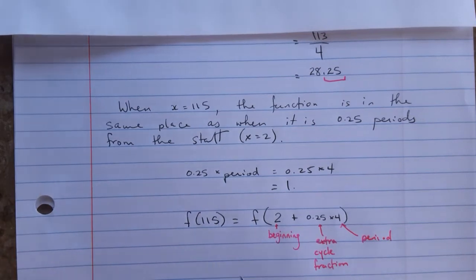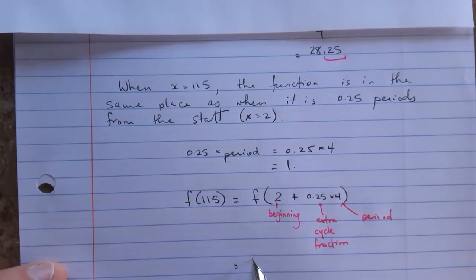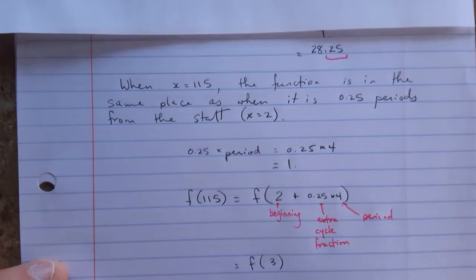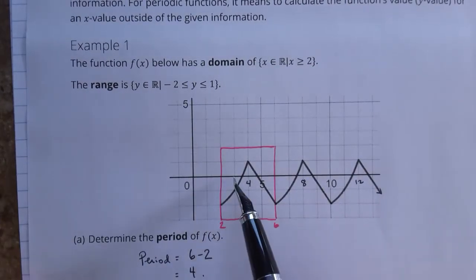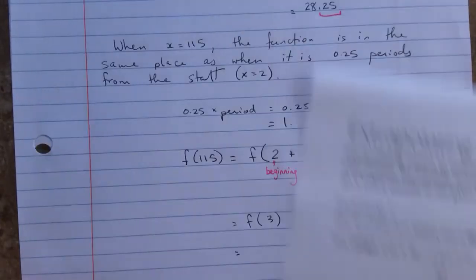Okay, that's a long way to say f of 115 is the same as f of 3. And maybe I'll go back to our diagram again to find that out. F of 3. Look at that, we're at -1 again.